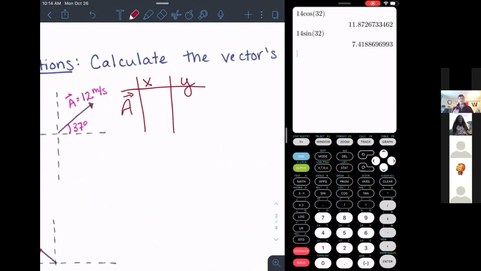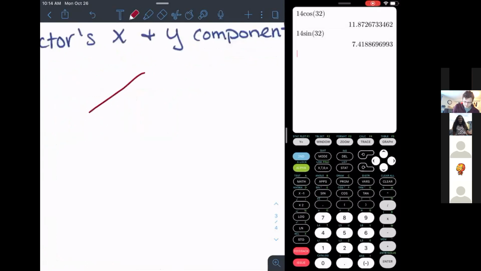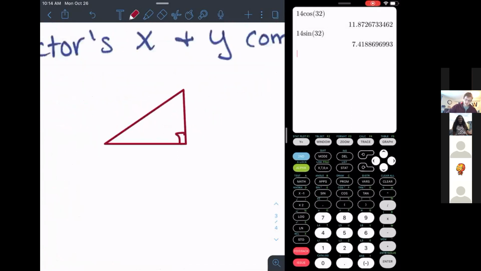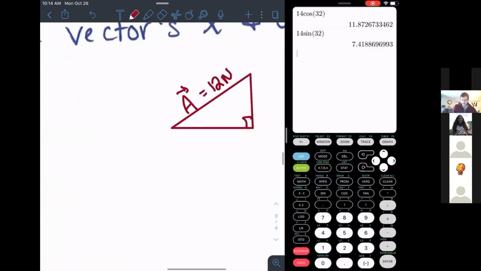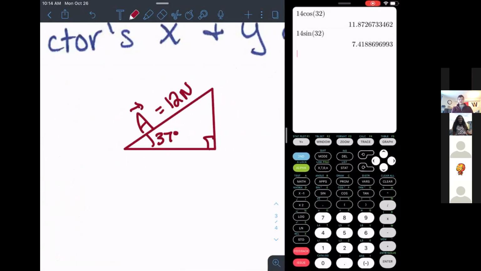The first thing we're going to do is what? What are we going to do with this picture? Draw a triangle. Perfect. So I'm going to draw my triangle, and pretend that looks like a right angle. And I'm going to label my components. Vector A was 12 newtons. We know that our angle was 37 degrees. Where's my x? The bottom, which means this is my y.